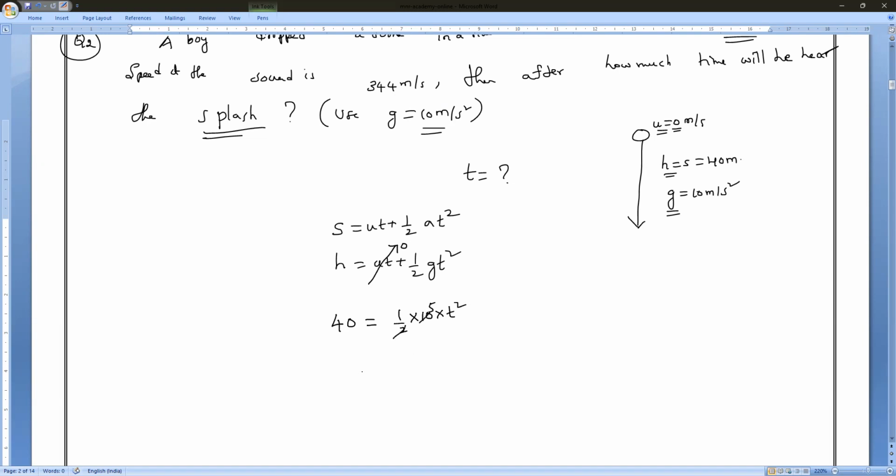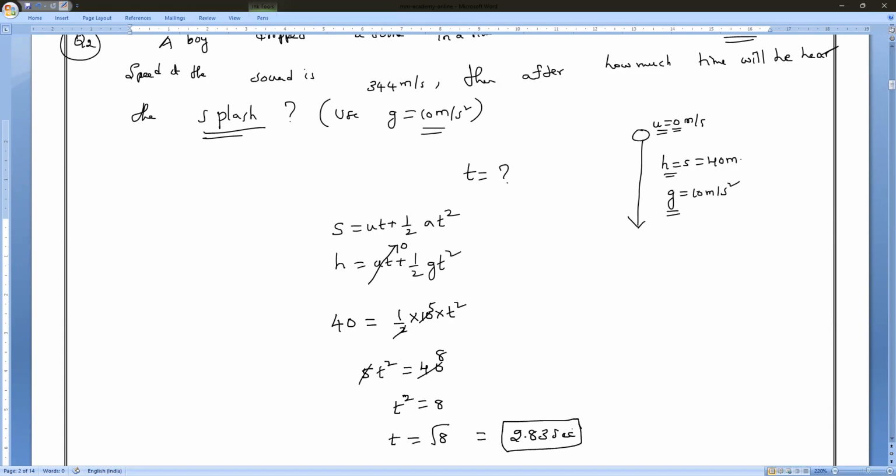2 ones are 2, 5 twos are 10... so 5t squared is equal to 40, 5 eights are 40. So t squared is equal to 8. So t is equal to root 8. Root 8 value is 2.83 seconds.